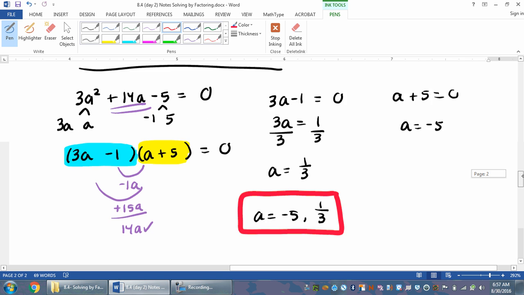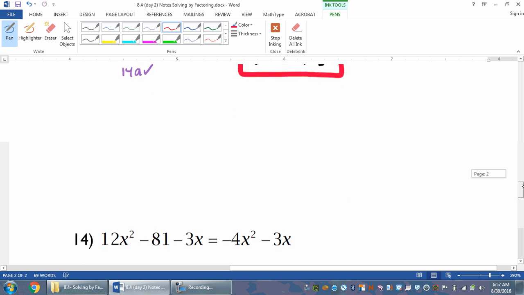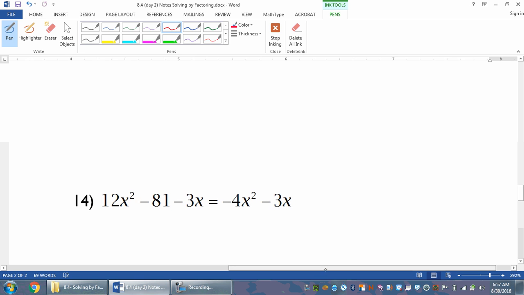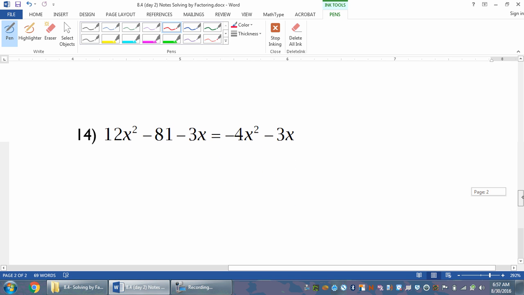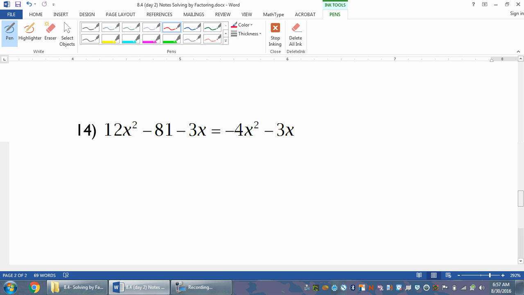All right, let's go ahead and move on. Let's actually move on to number 14. Again, if there are any problems that I do not complete in this video on these notes, you are still required to do them to get the full 10 points in your packet. Now, 14 looks a little bit complicated. So again, I'm going to stop.